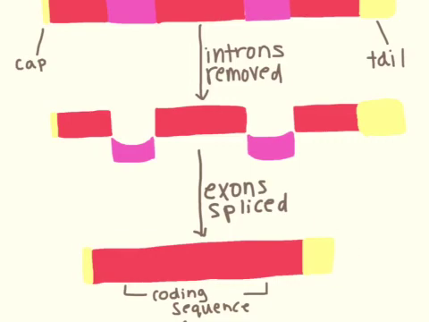And to actually get the splicing to occur, it's catalyzed by a lot of complex proteins and small RNA molecules, but sometimes it's actually catalyzed by the RNA transcript itself.